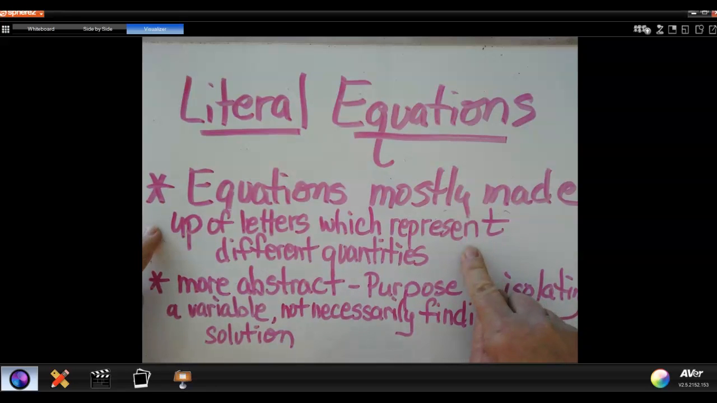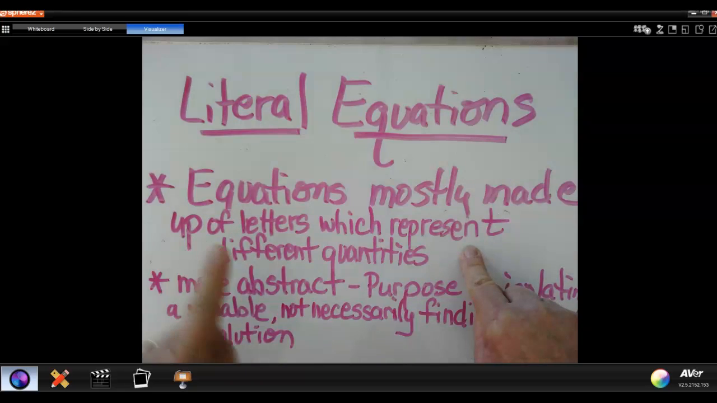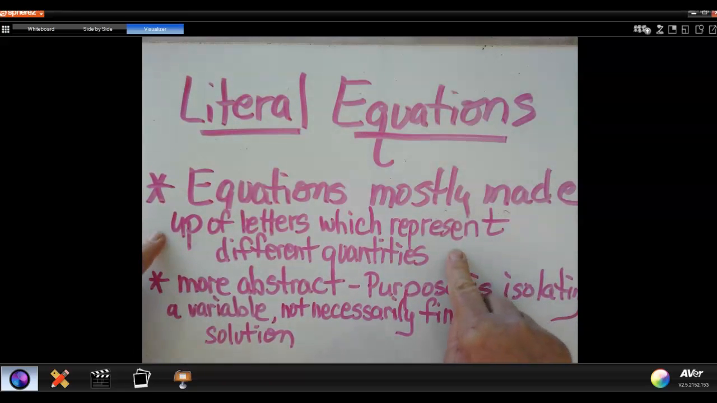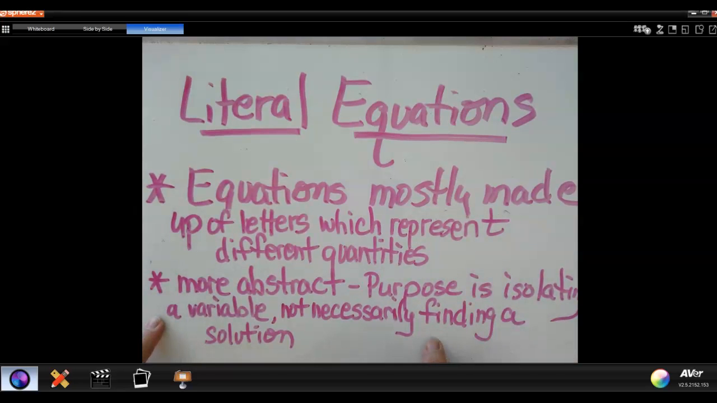They are equations that are mostly made up of letters. And these letters represent different quantities. They are more abstract. Most of the time, when we're solving an equation, we're trying to get a value for x that will make the equation true. Whereas in literal equations, the purpose is to isolate a variable, not necessarily finding a solution.